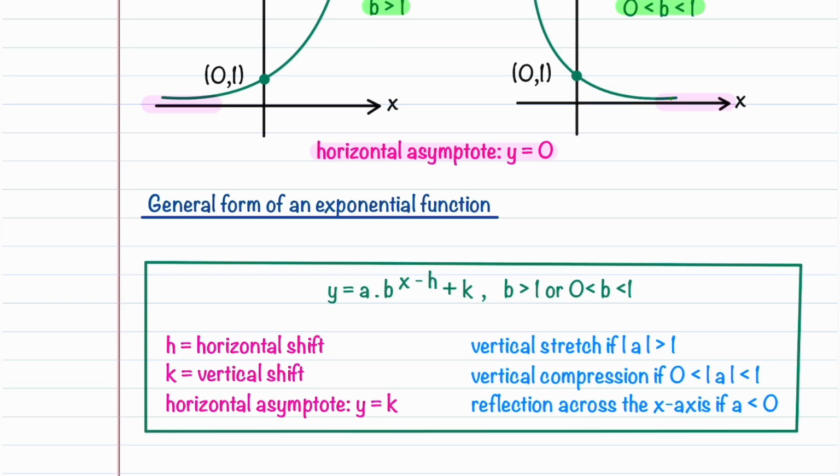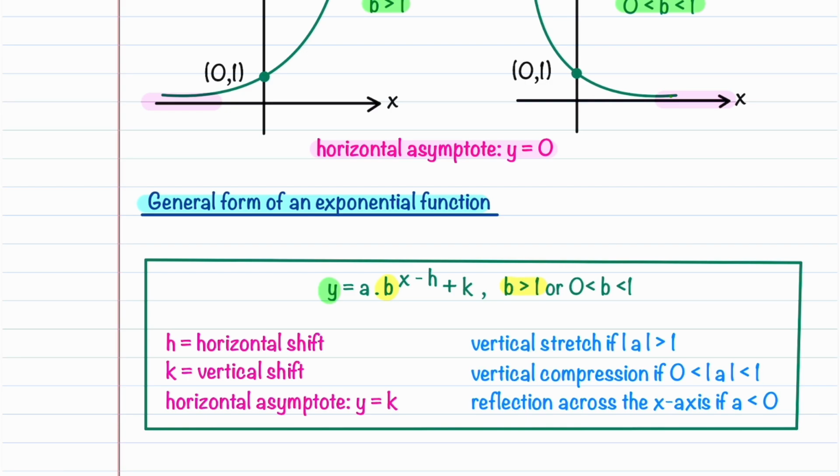Let's now look at what we call the general form of an exponential function. I've written this down here in green as y is equal to a times b to the x minus h plus k. B is our base, and it can be greater than 1 for exponential growth and between 0 and 1 for exponential decay. H and k represent shifts. H is our horizontal shift, and k is our vertical shift. Because the function is shifted vertically by k units, the horizontal asymptote is also shifted, and it's now given as y is equal to k.